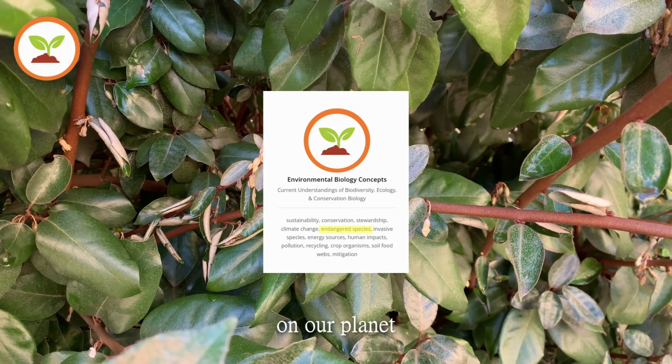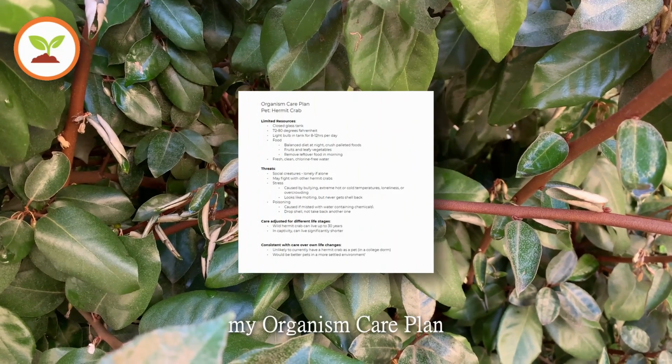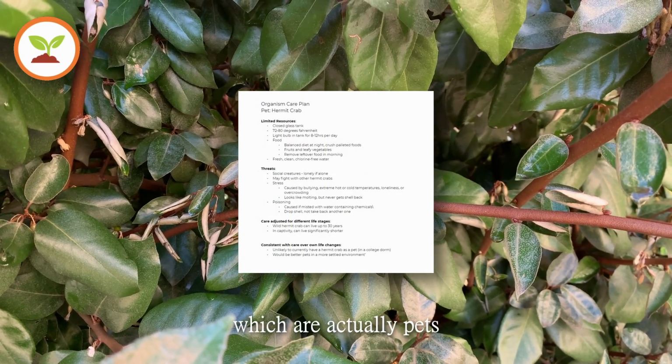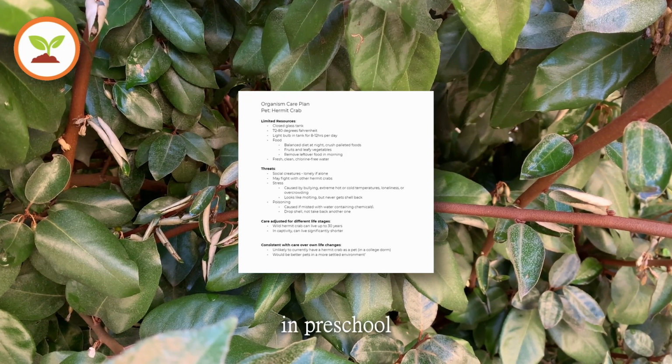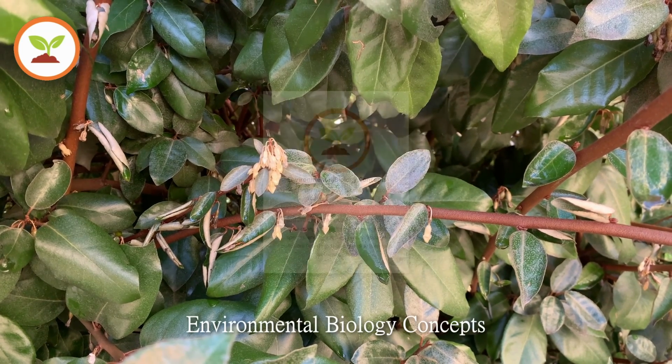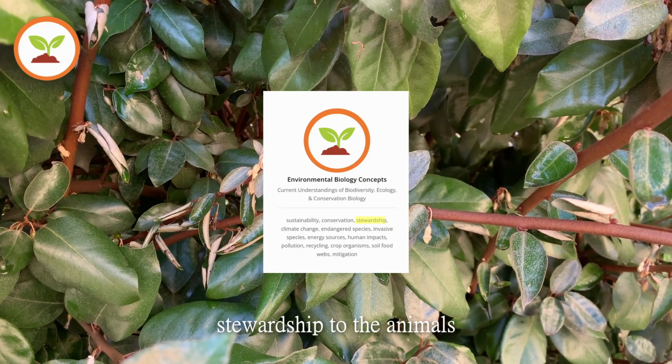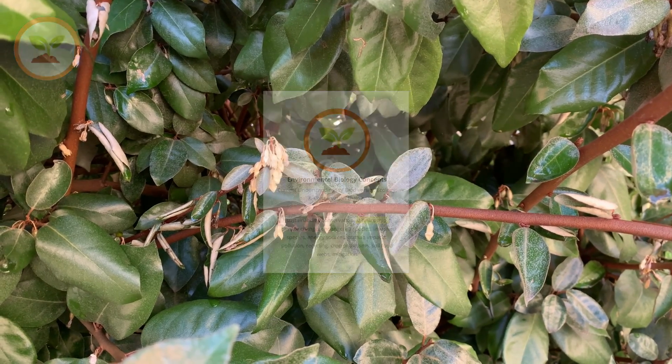My organism care plan talks about how to properly take care of hermit crabs, which are actually pets I briefly had in my home in preschool. Relating back to environmental biology concepts, this piece demonstrates stewardship to the animals we take care of.